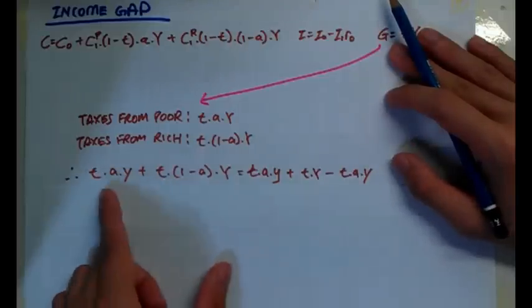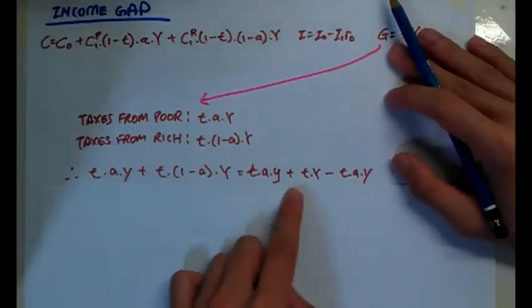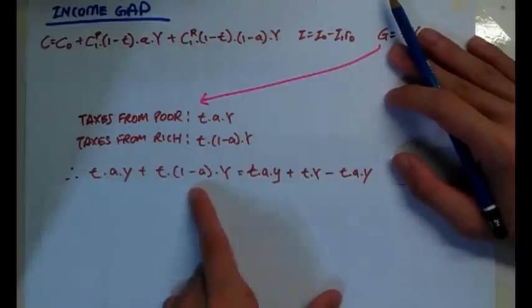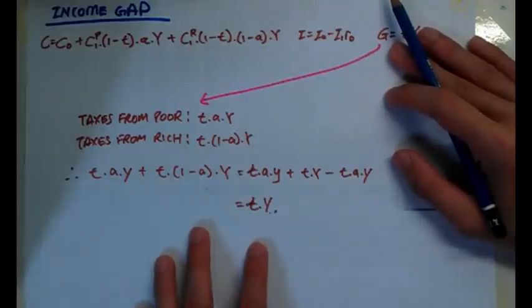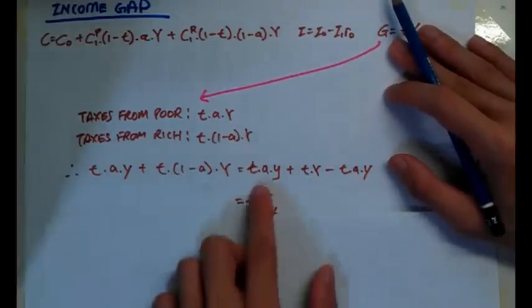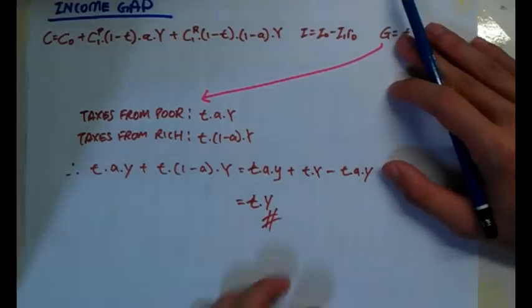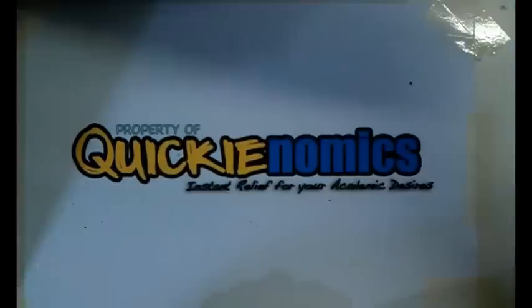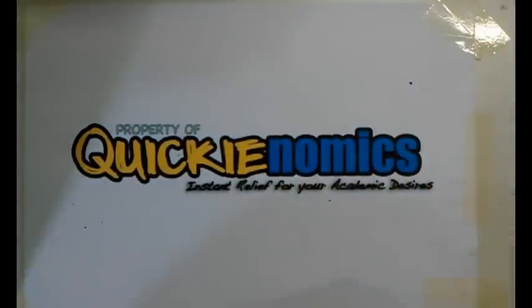And t alpha y plus this thing equals to t y plus this thing. I just expanded it out. And basically it becomes t y, because the alpha t y terms cancel out.